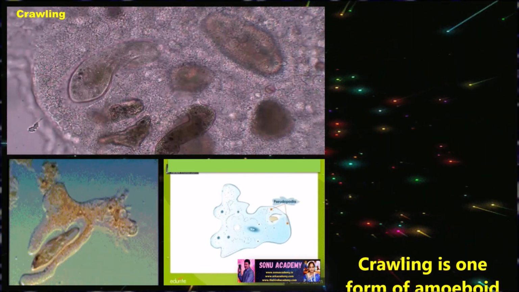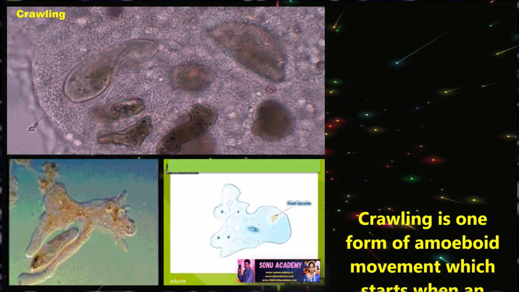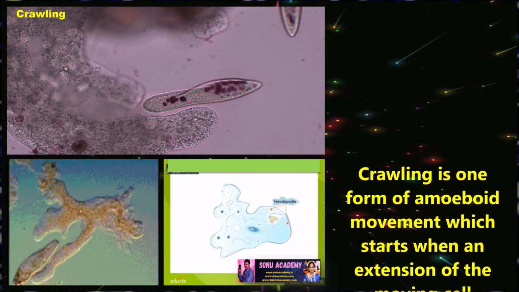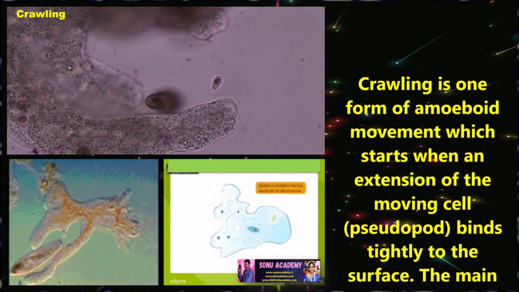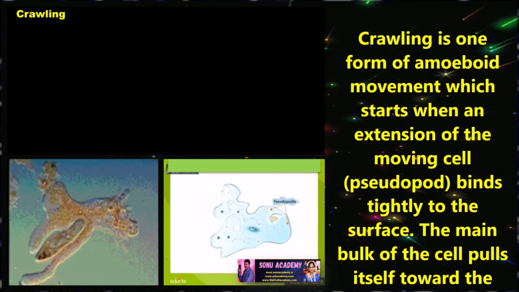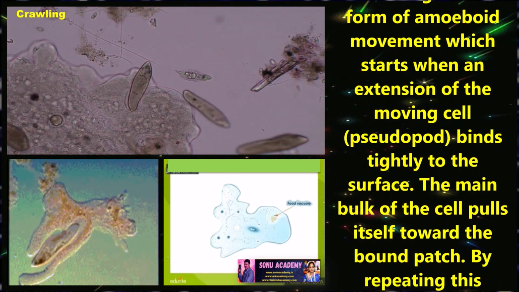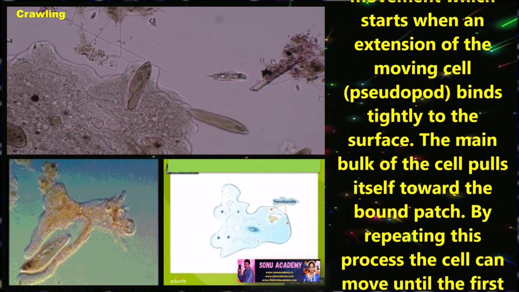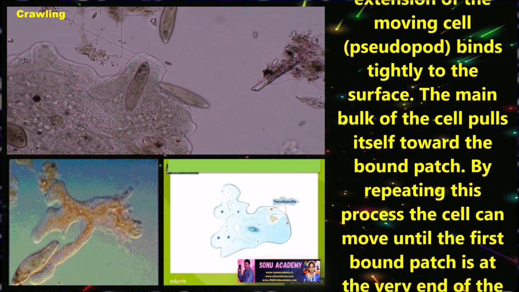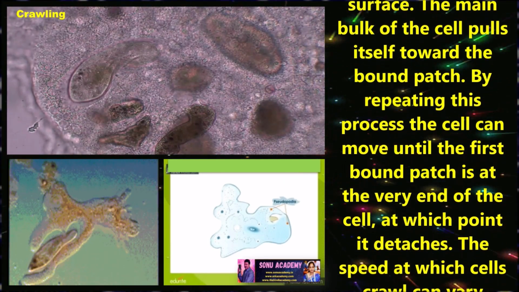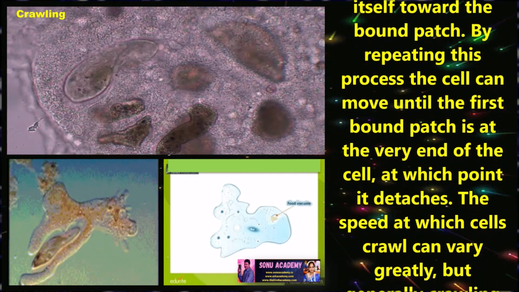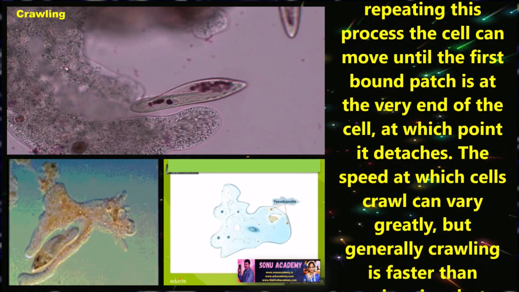Children, let us see amoeboid movement like crawling. Crawling is one form of amoeboid movement, which starts when an extension of the moving cell, the pseudopodium, binds tightly to the surface. The main bulk of the cell pulls itself toward the bound patch. By repeating this process, the cell can move until the first bound patch is at the very end of the cell, at which point it detaches.